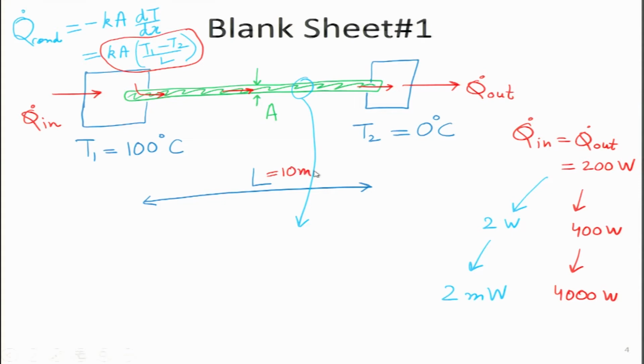I can double the temperature difference between these two bodies. For instance, instead of having 100 to 0 degree temperature difference, if I make it 200 degree and 0 degree, then again Q dot will double. And the last one is, if I reduce the length by half, let us say originally the length was 10 meters and then I suddenly reduce it to 5 meters, in that case also my Q dot will increase. So, I think all other things make sense.